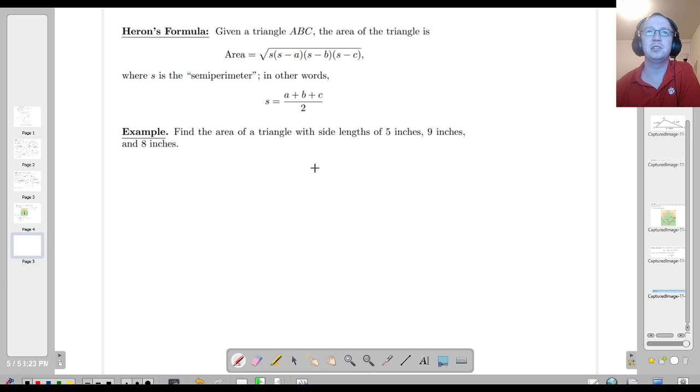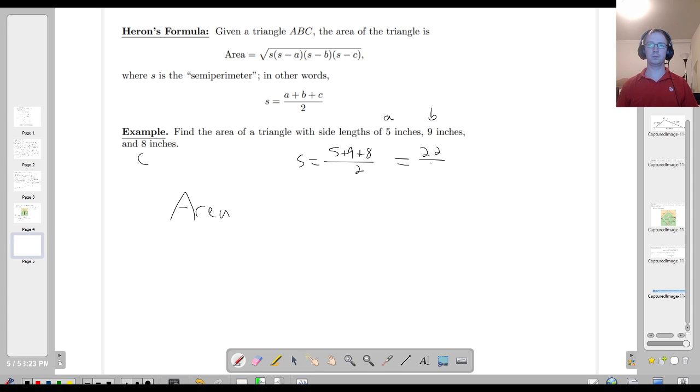So trying out a quick example of this, if we have a triangle that has side lengths of 5 and 9 and 8, okay, then essentially I could call this guy A, that one B, and that one C. Let's work out the area. So I'm going to need that semi-perimeter. Let's start by finding that. That comes out to 11 inches.